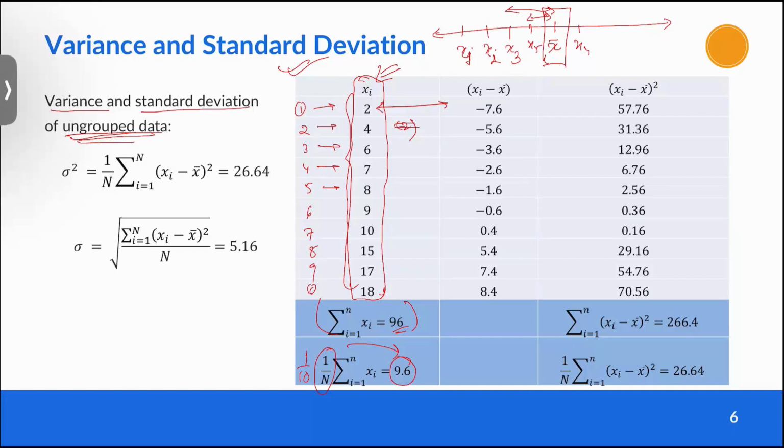So 2 minus 9.6 is minus 7.6. Similarly, 4 minus 9.6 is minus 5.6. 6 minus 9.6 is minus 3.6 and so on. We calculate these values. You see, the deviations decrease and then increase, right? When the data point approaches the mean, it decreases and again it increases. Why is it so? Because we have arranged this in ascending order. It might not be true always if the data is not arranged.